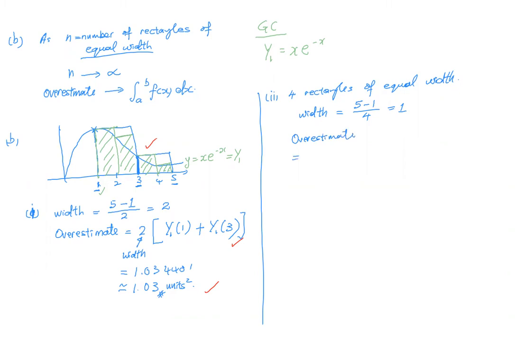Okay, so the width is 1 unit. So the first rectangle, the height is when x equal to 1. Second rectangle, the height is when x equal to 2, because it's an overestimate. You take a taller height. Plus y1, x equal to 3, plus when x equal to 4.